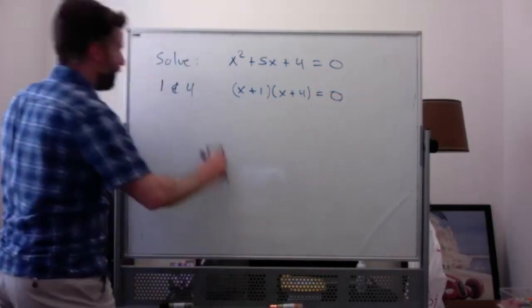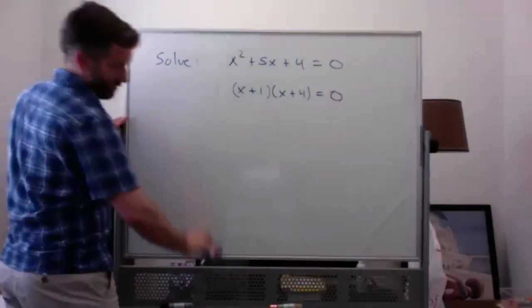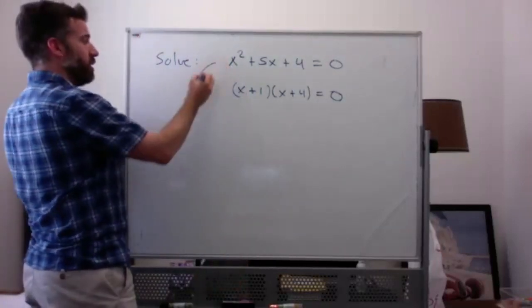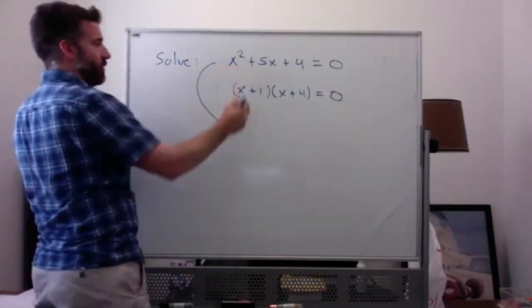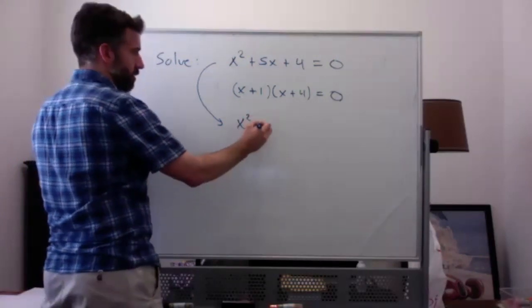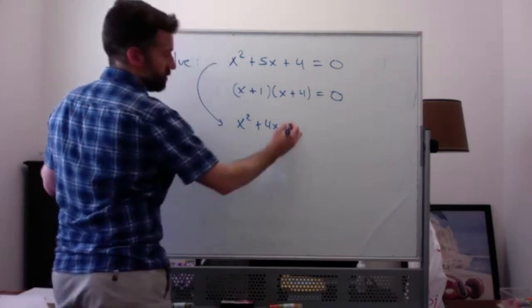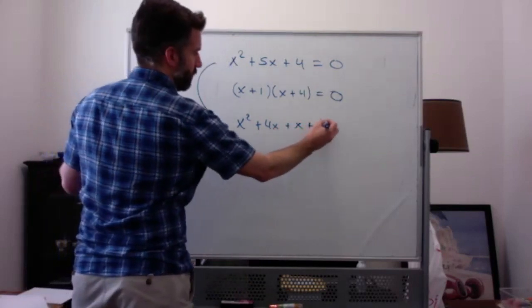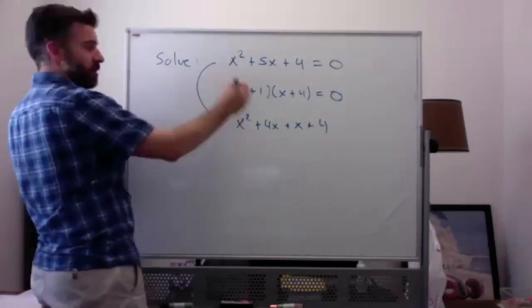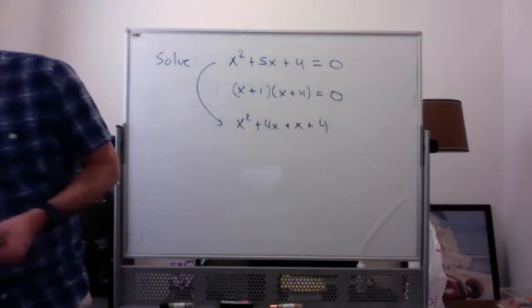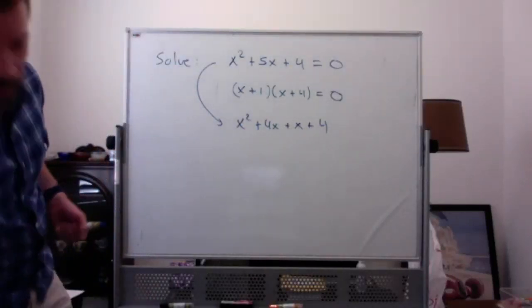Again, I will point out, just because some people, in fact, we are going to do this shortly, some people really like to think about this as x squared plus 4x plus x plus 4, right? This is the same. 4x plus x is equal to 5x.